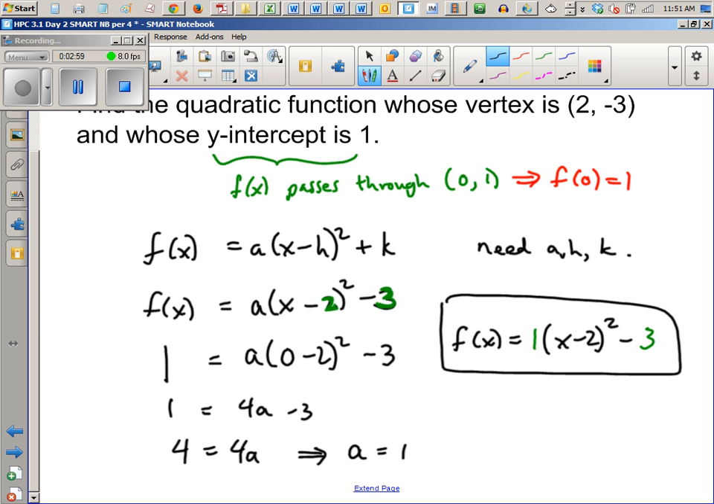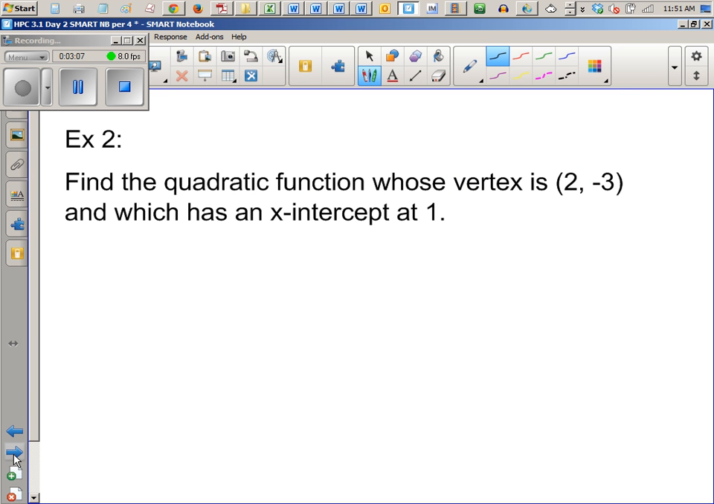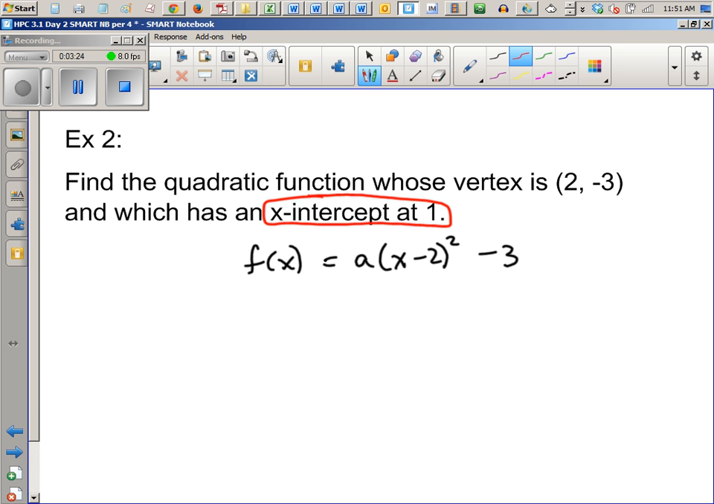Okay, so that's your first one. The second one is pretty much the same problem, except it's going to be the x-intercept that's 1. Find a quadratic function whose vertex is (2, -3), and whose x-intercept is 1. So we can still start off by doing f of x equals a times (x minus 2) squared minus 3. But we're going to interpret x-intercept is 1 to mean f of x passes through what? (1, 0). Yes, (1, 0). In other words, f of 1 is 0, not f of 0 is 1, so it's just reversed.